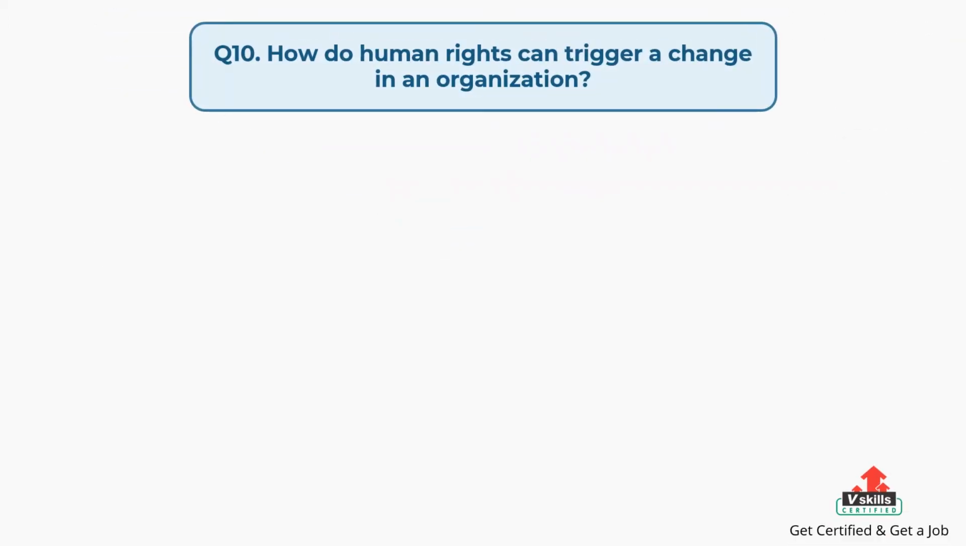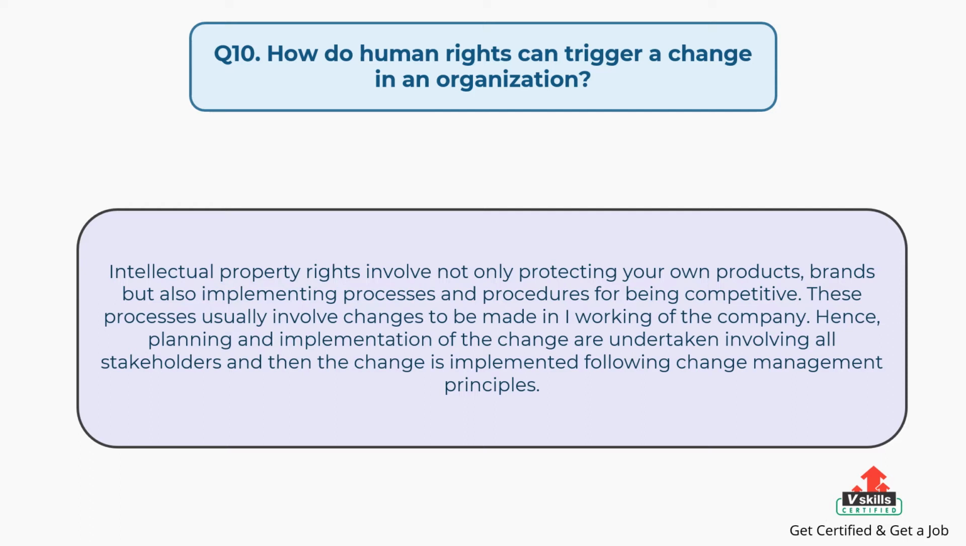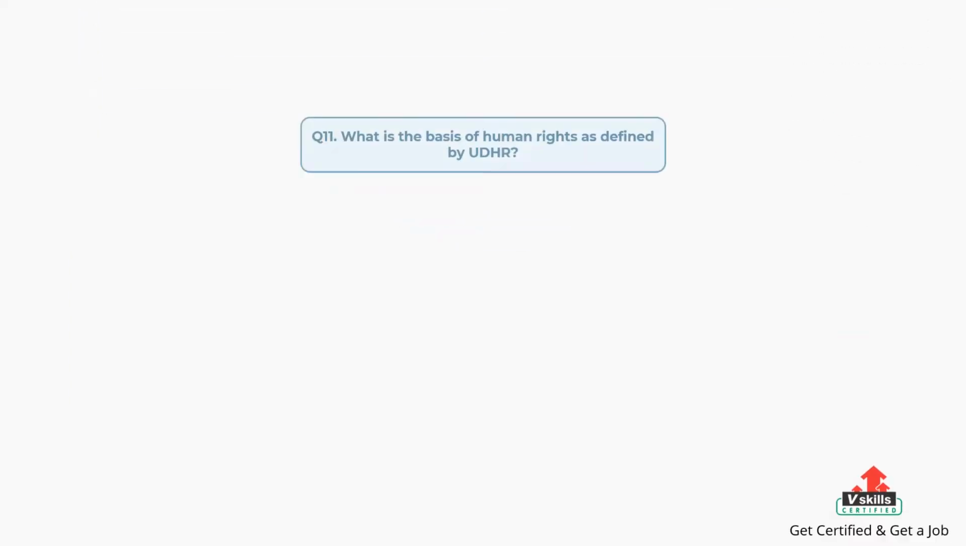Question number 10. How can human rights trigger a change in an organization? The answer is: intellectual property rights involve not only protecting your own products and brands, but also implementing processes and procedures for being competitive. These processes usually involve changes to be made in the working of the company. Hence, planning and implementation of the change are undertaken involving all stakeholders, and then the change is implemented following change management principles.